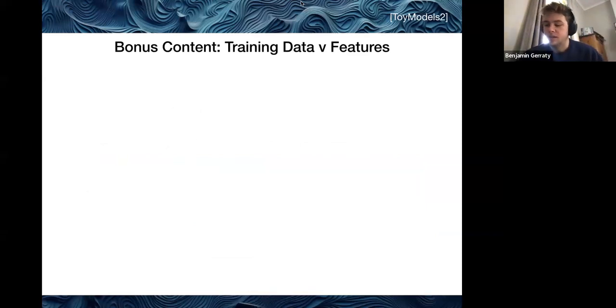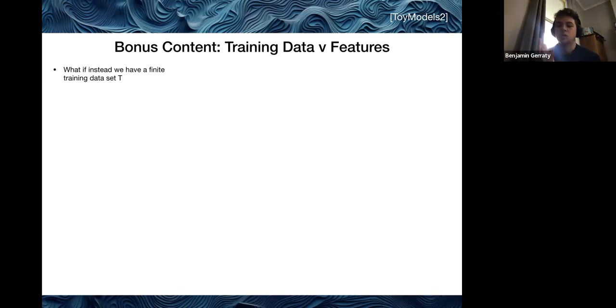One little aside that I will leave us with before I finish is, so Anthropic made this second paper where they looked at not just features for an infinite data set, as we saw before, but what if we had a finite data set? So what if the data set was really, really small? Like, what do features look like then?